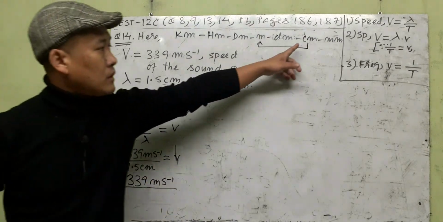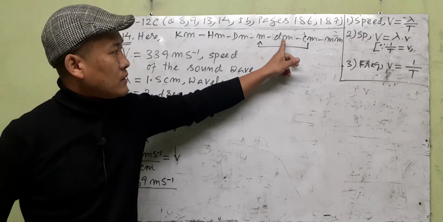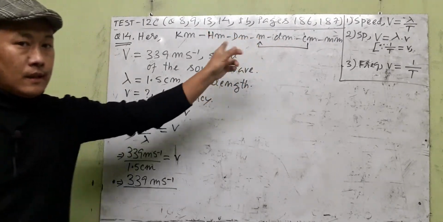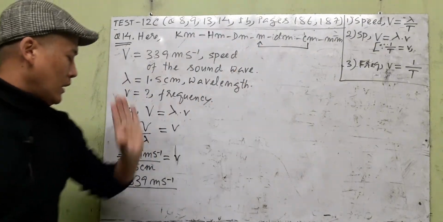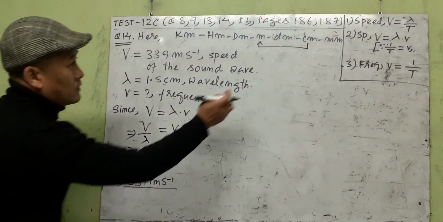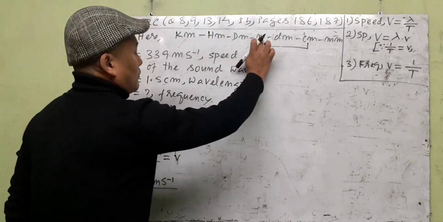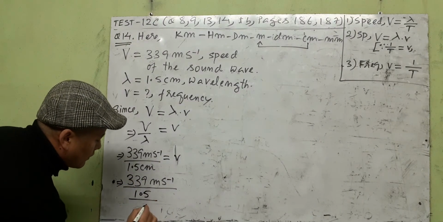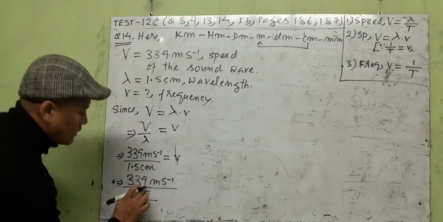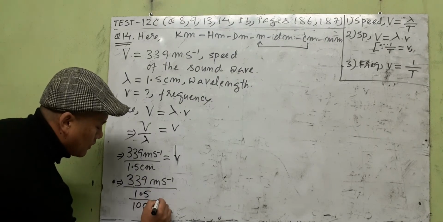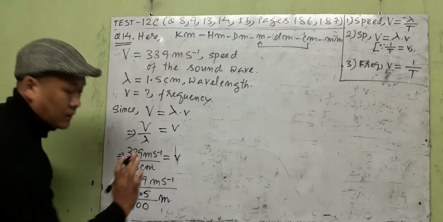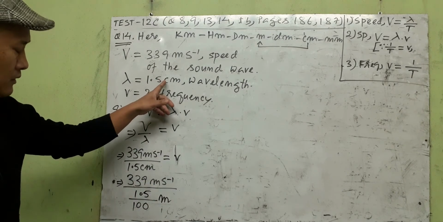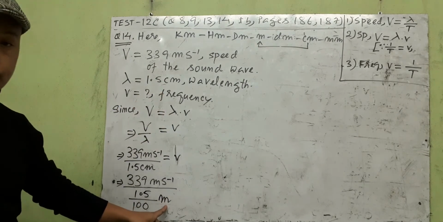If you want to change centimeter to meter, you are shifting two places, 1 and 2. One place is 10, another 10, so 10 into 10 is 100. Since you're changing centimeter, small, to meter, big, you have to divide. So 1.5 has to be divided by 1 and 2 zeros. Then this centimeter will go away and meter will come in. That way we are changing the wavelength into its SI unit, that is meter.